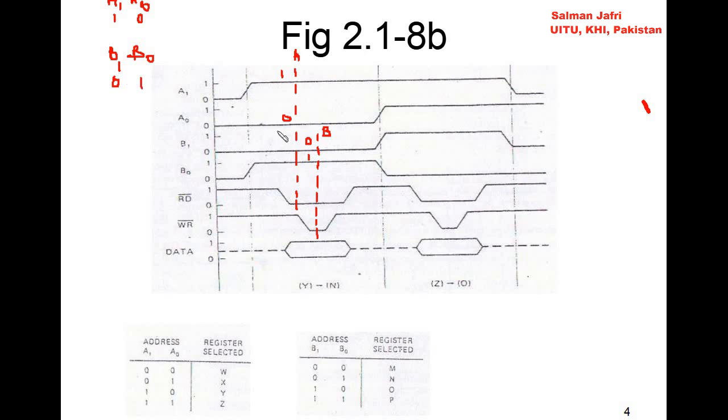So when 0, 1 is applied on B0 and B1, it implies that the register N is written. As we can see, Y is read and N is written as the destination register. Similarly, we can look for other combinations and other things. I would invite you, the students, to please verify this statement as per the control signal as a home exercise.